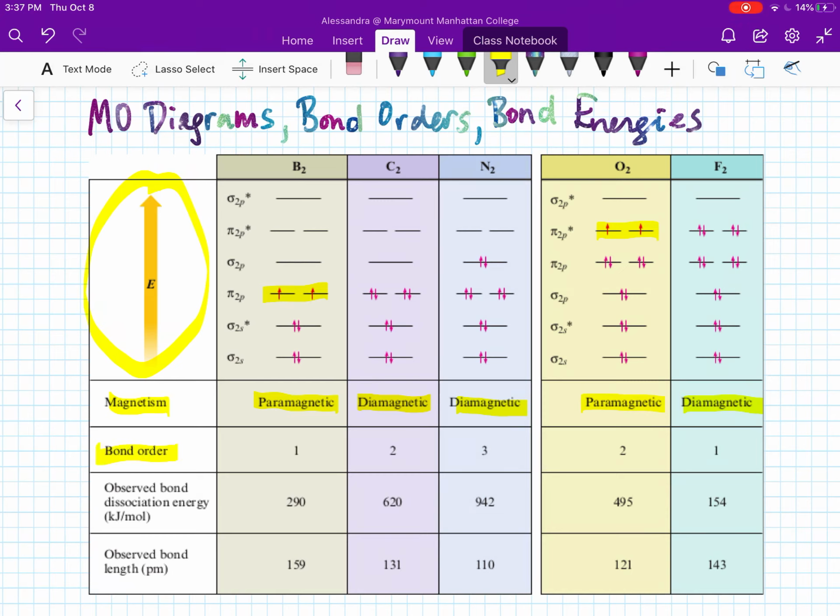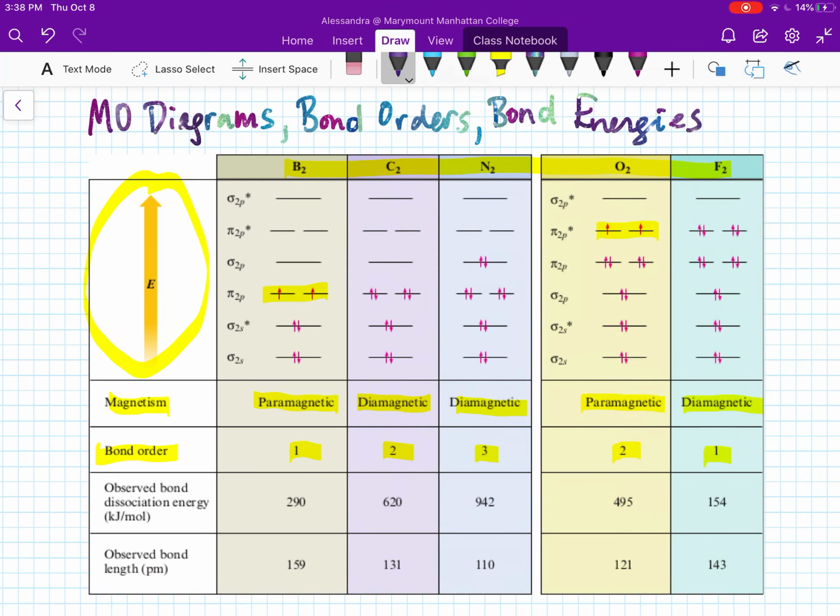Bond order is something that we defined in a previous lecture. We get it from taking the number of bonding electrons, subtracting the number of anti-bonding electrons, and dividing by 2. So you can calculate the bond order for each of these molecules here. The bond order that we predict for boron and carbon and nitrogen is 1 and 2 and 3. And then for oxygen, it's 2, and for fluorine, it's 1.